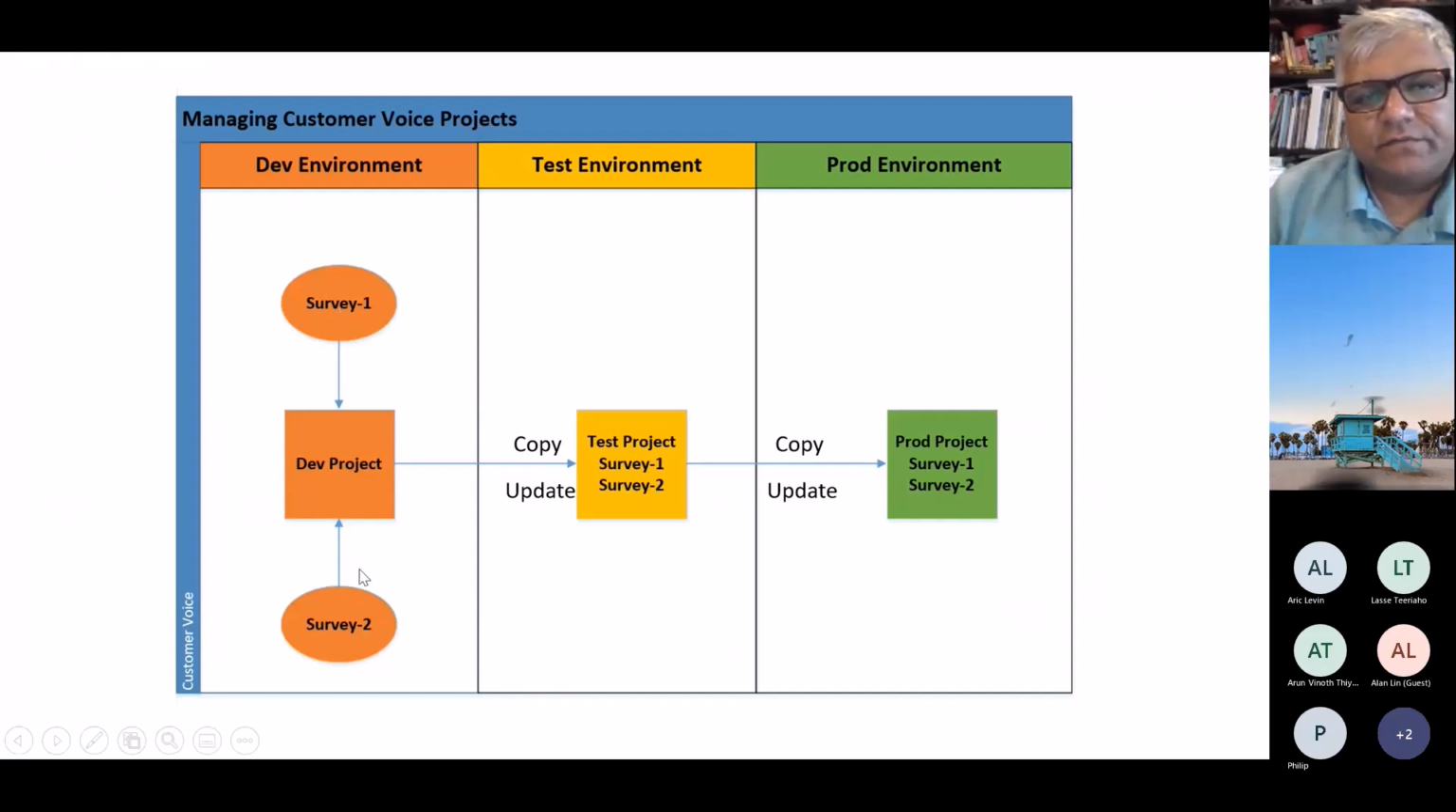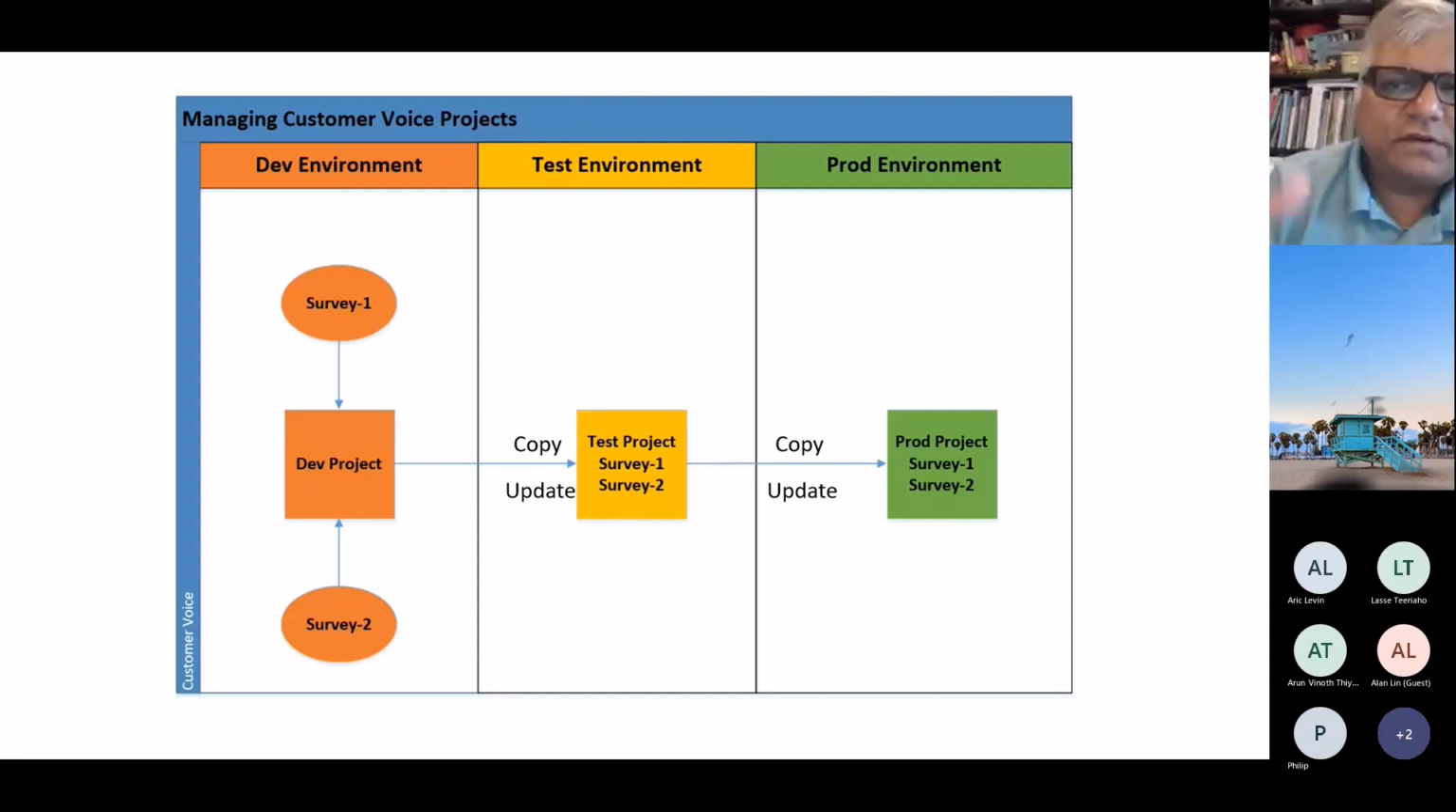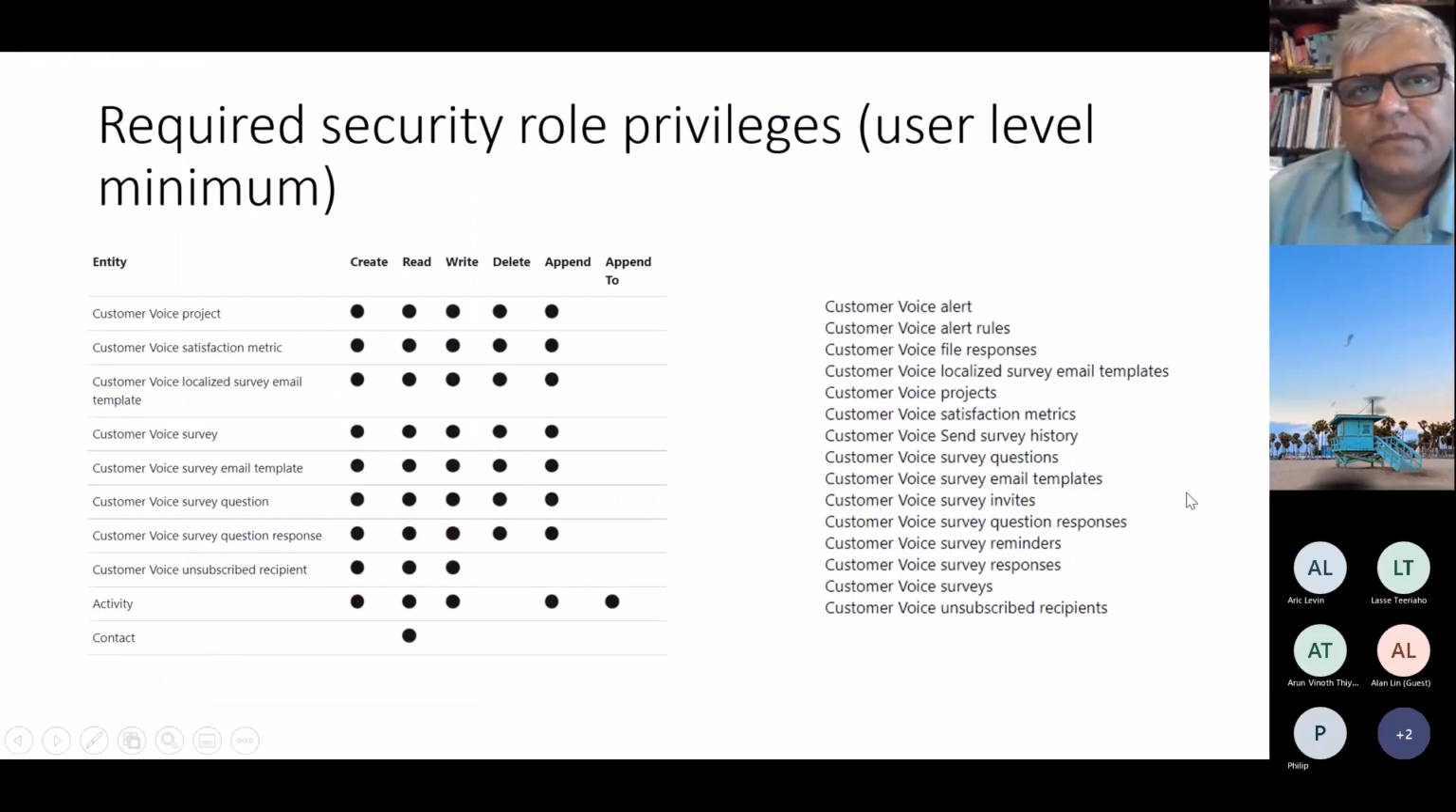environment with survey 1 and survey 2. You would copy the project so that those survey 1 and 2 will be in a test environment. You can do your A/B testing in here. So you can choose which survey questions are working. They are fine. They look okay. And once they are good, they are ready to go live. You can move the entire project to the production environment and make it go live. So that would be one way of managing your customer voice projects in the system.